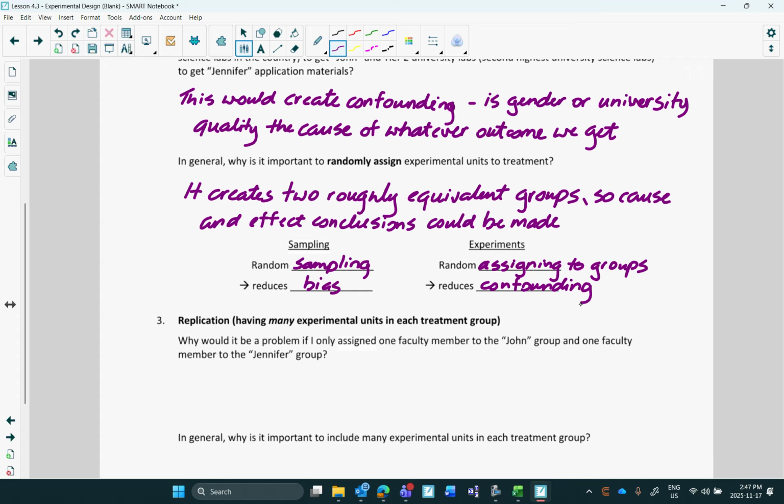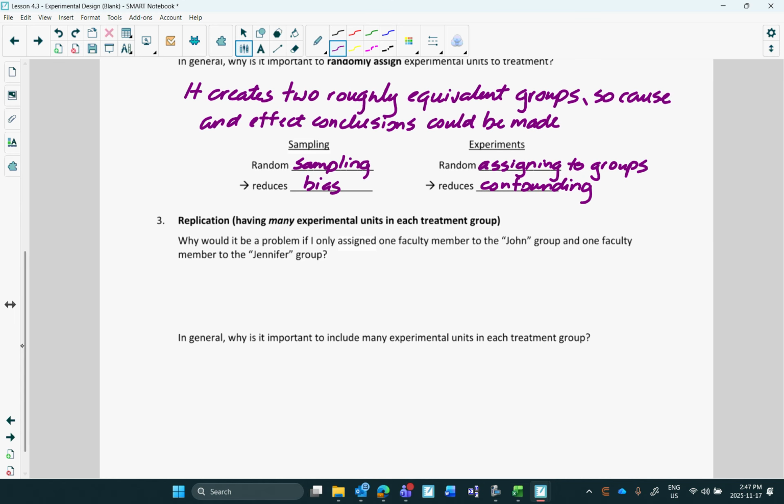Third factor is replication, and it's not what you may think. It does not mean doing the study or the experiment over and over again. Okay? Replication means having many subjects or individuals in each treatment group. The more the better, within reason. Obviously, there reaches a point where a certain number is just too many to deal with. It becomes too cumbersome. Okay?